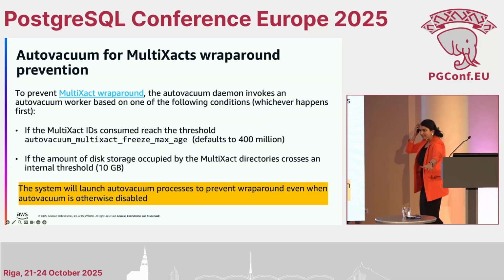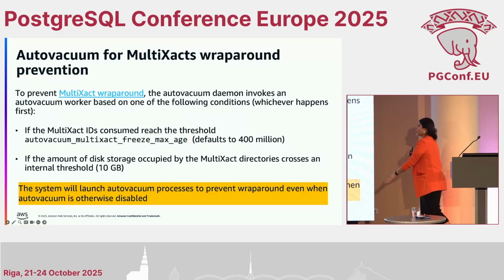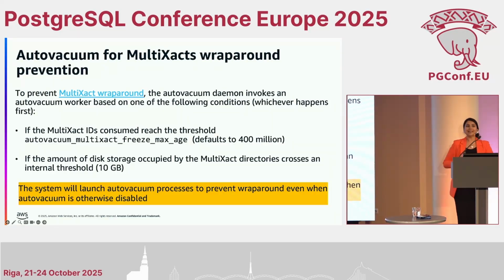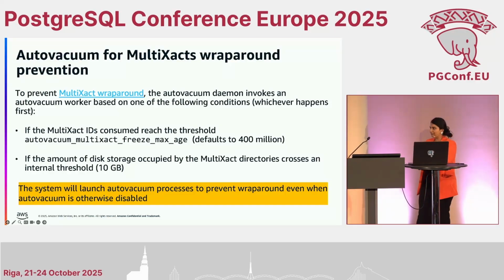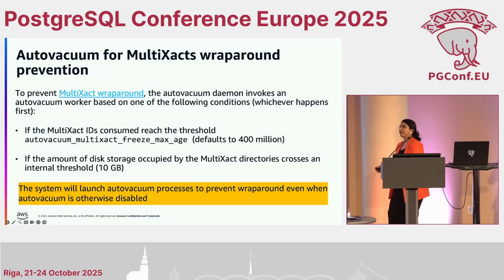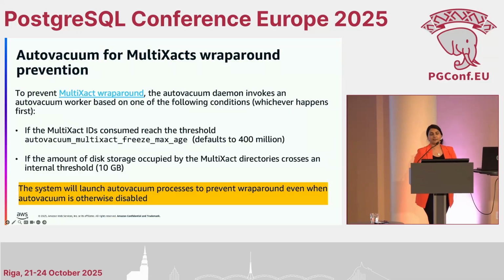And just like for standard transaction IDs, the system will launch auto vacuum processes to prevent wraparound, even if auto vacuum is disabled. So basically auto vacuum will work to prevent standard transaction ID wraparound and MultiXact ID wraparound.